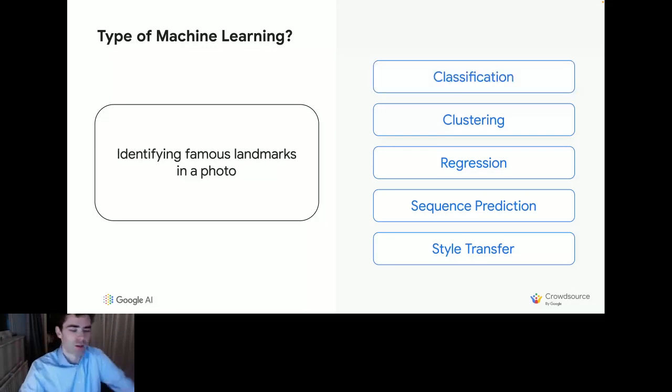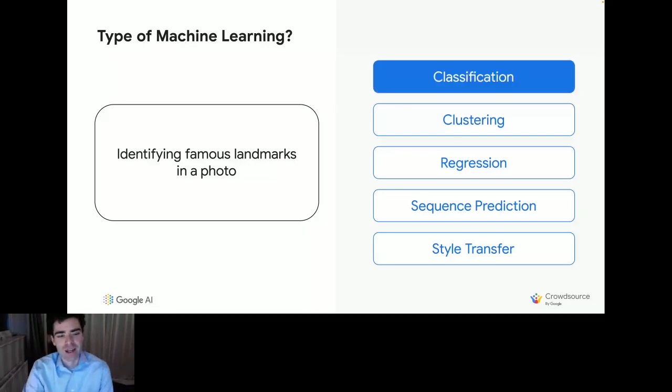Identifying famous landmarks in a photo. Okay. I mean, this one, we're trying to identify something. So, yeah, I think this could be one of two. It could be either clustering or classification. Clustering is geographic. But I think it's classification because it's like yes or no, isn't it? Is this it or not? Is this the Eiffel Tower or is it the mini Eiffel Tower in Vegas? So identifying, I think, is always going to be discrete.